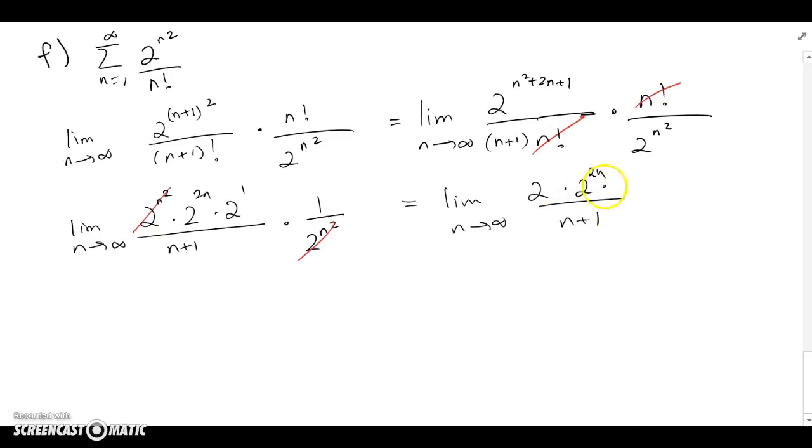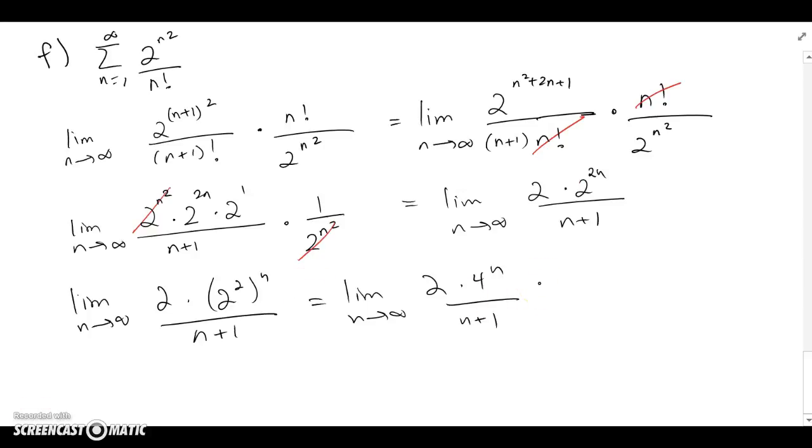I have a 2 times 2 to the 2n. Maybe I can actually write that as 2 times 2 squared to the n. I don't have to do that, but that might make it easier on the eye. 2 squared to the n is actually multiply the powers, 2 to the 2n. So now I have 4 to the n, and it looks like when I try to evaluate it, I get infinity over infinity. So let's apply L'Hopital, and we're going to have the limit as n goes to infinity.